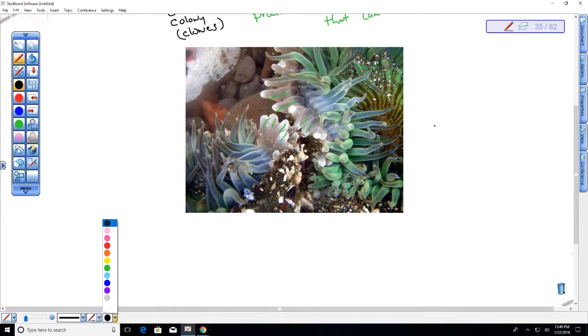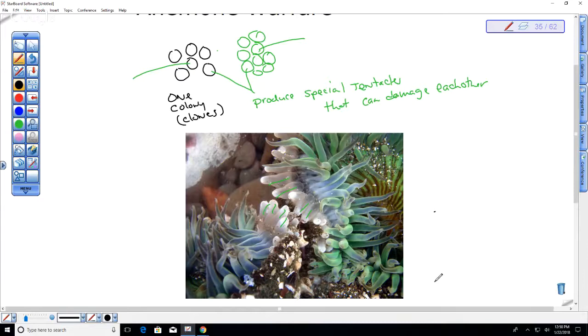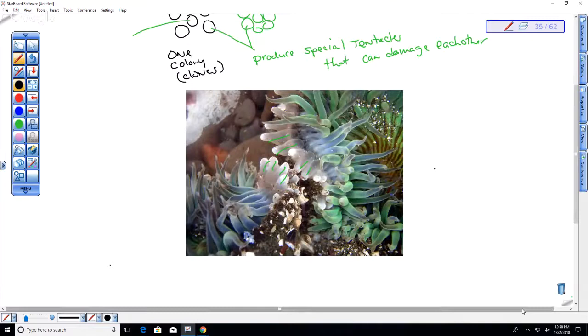Is that kind of fast when you're watching it, or is it kind of slow? It is slow. Yeah. But it explains the distribution, because in this case, space is a very limiting factor, right? And so certain colonies can do better than others because they're better fighters.